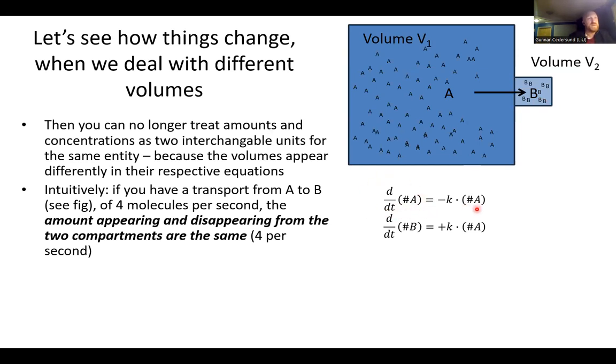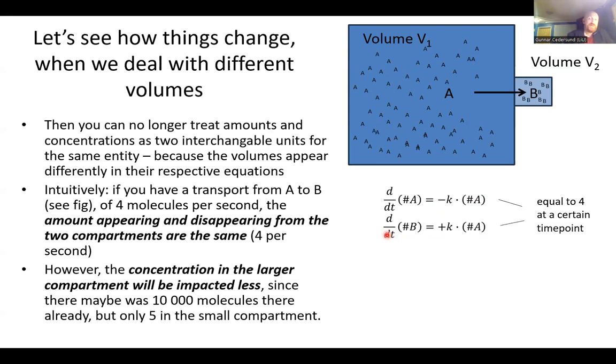This is the corresponding thing said in equation. So we have a reaction going in this direction, so it depends on how much we have in A. So it's K times A with a minus sign in the differential equation for the amount of A, and with the plus sign here. And it's the same here. So if this is equal to 4 at some time point, then it's minus 4 here and plus 4 here. So then it's easy.